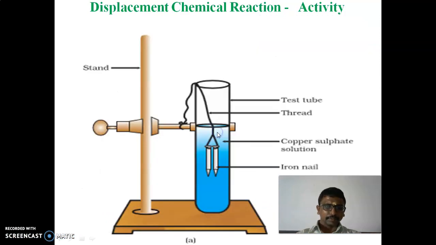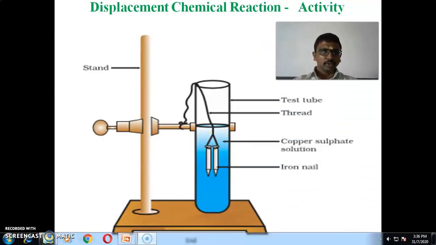First, we have to take the 2 iron nails. We have to dip them in the copper sulfate solution. We have to tie the iron nails with the help of thread, because if we do not use thread the iron nail will fall down and it is very difficult to take out the iron nail. So that's why we have to make a thread. We have to tie them.